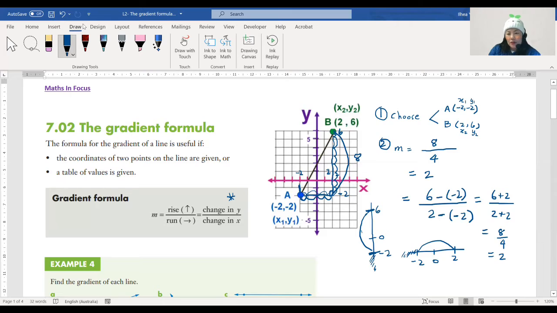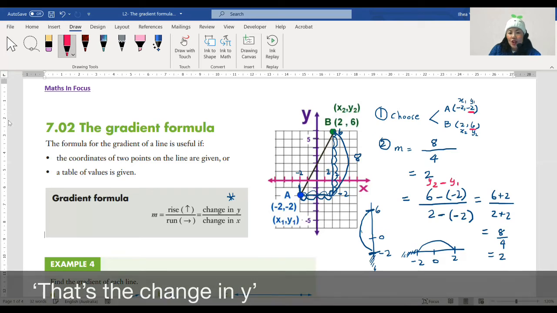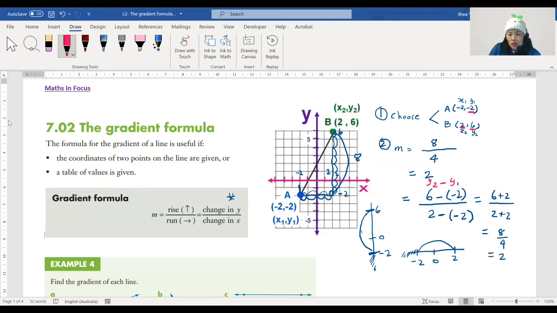Now, if you're not 100% sure about what I'm doing, I want you to think about how we get 6 minus minus 2 here. I'm going to show you the formula. So where is my 6? 6 is here, y2, isn't it? So y2 take away y1, that's what I've done on the top. That's the change in y. And then it says 2, which is x2, take away minus 2, which is x1. So you've got to do the difference in all the y's and all the x's.